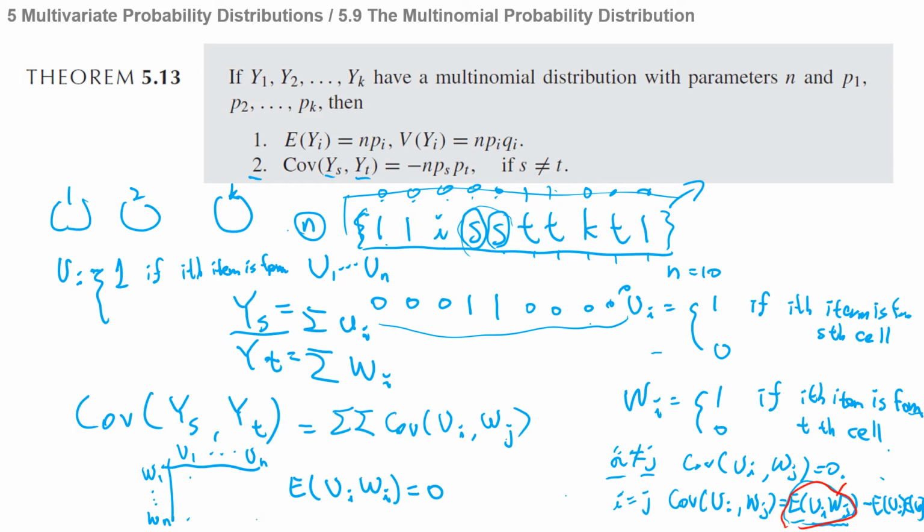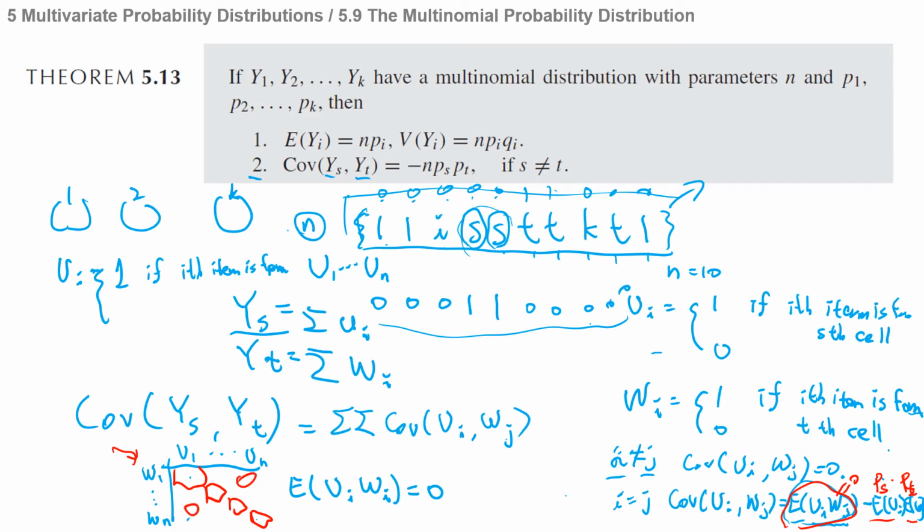This part is 0, and here the expected value of ui is the probability for S cell, that's PS, and of wi is the probability for T cell, PT. And so the covariance of ui and wi is minus PS PT. Yes, minus PS PT. And since we have here in the table these diagonal parts, they are not 0, and if i and j are different, they are all 0.